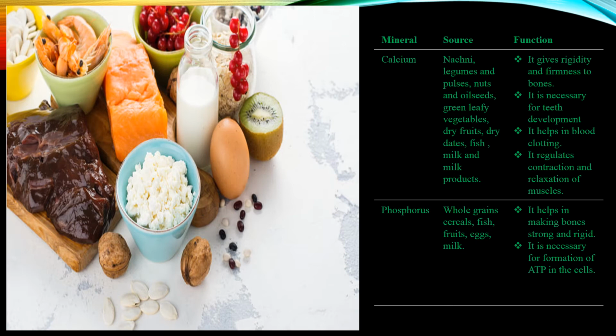Phosphorus. Whole grain cereals, fish, fruits, eggs and milk are the sources of phosphorus. Now phosphorus also helps in the development of bones and it also helps in the formation of ATP in the cell. Now what is ATP? The full form of ATP is adenosine triphosphate. Now this adenosine triphosphate helps to provide energy throughout the cell.